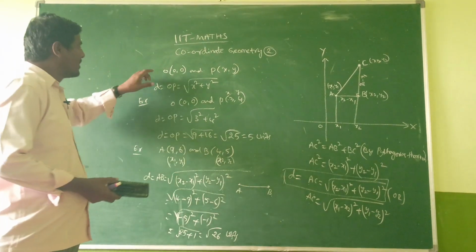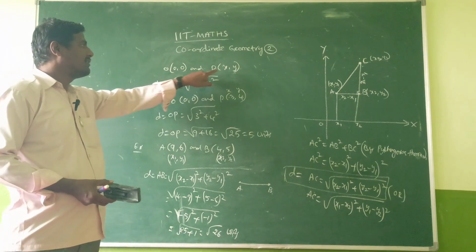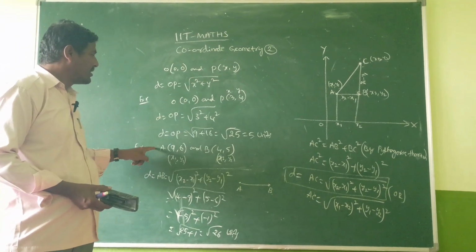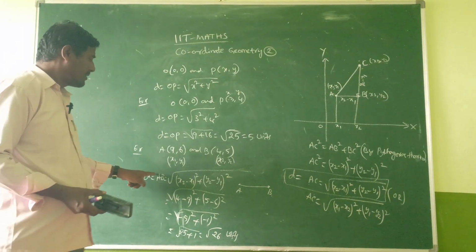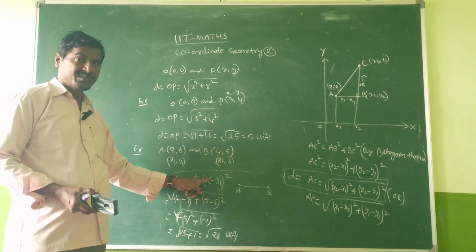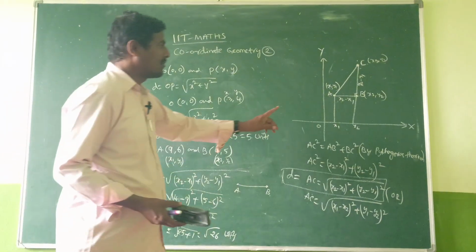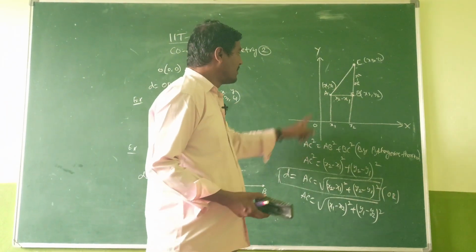So this is the distance between the origin and any one point P(x, y), the formula for OP. This is an example of this one. Another one: you can find the distance between two distinct points from A to B. So this is the formula. How do we get this formula using Pythagoras theorem?